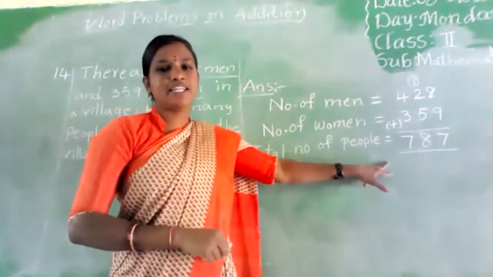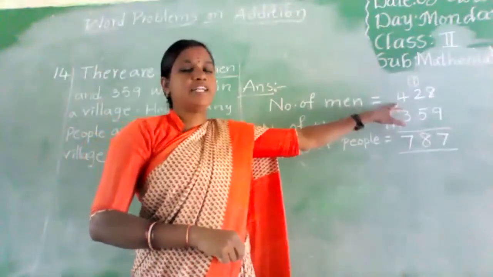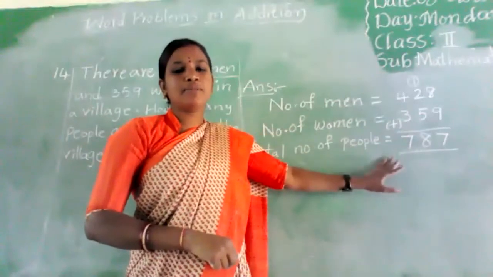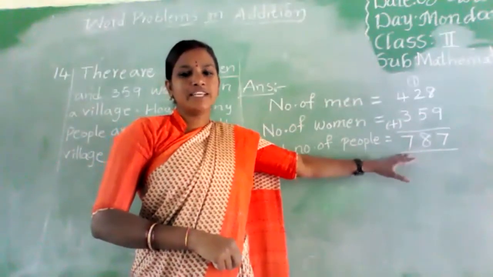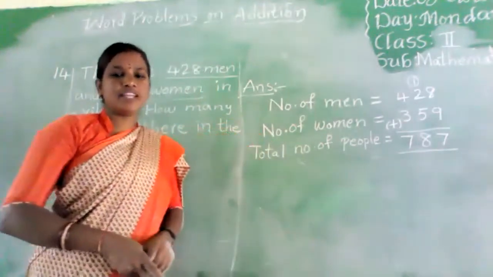787. In that village, 428 men and 359 women. So the total number of people in that village is 787. Very good, Fayaz, very good.